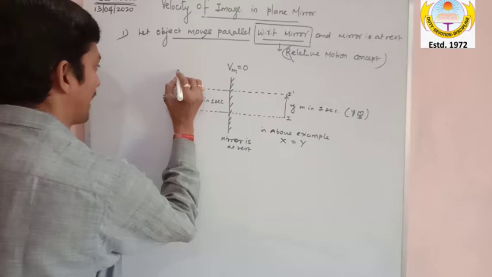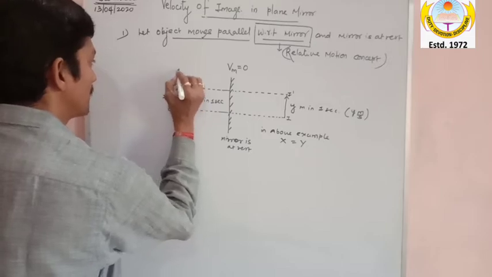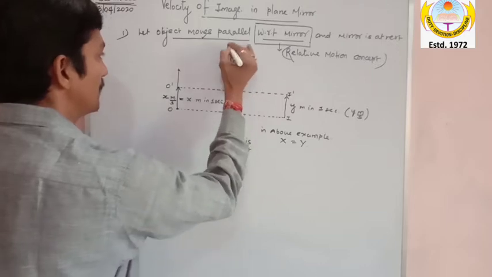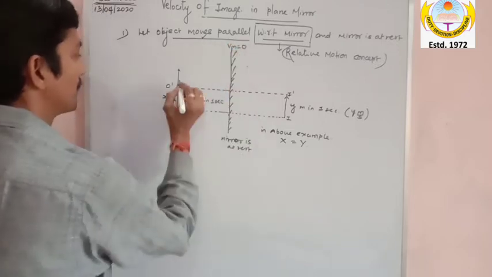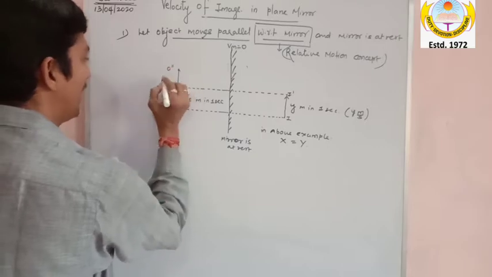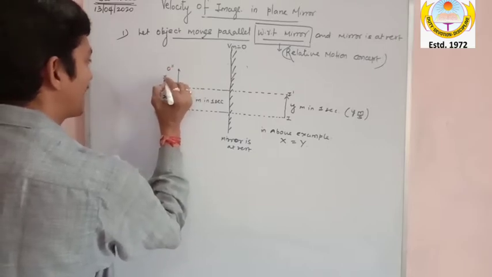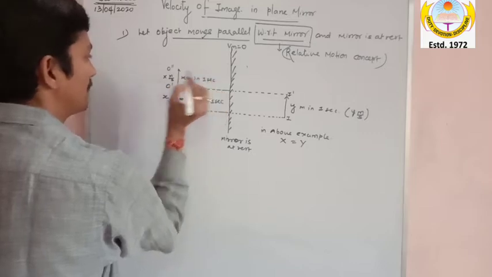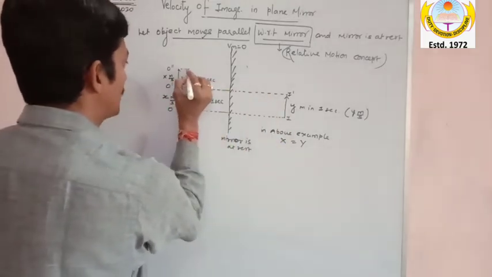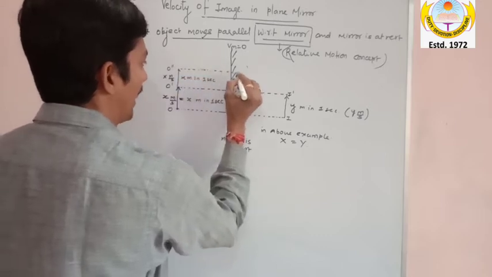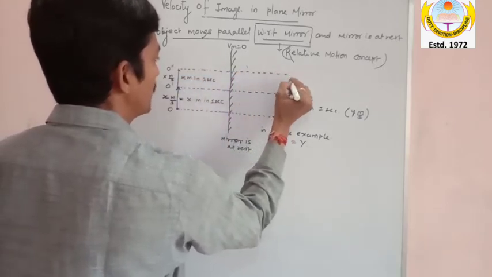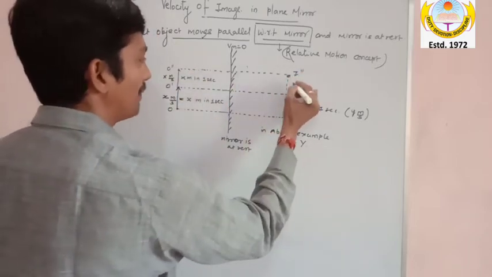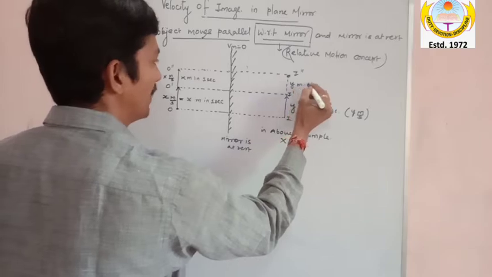Similarly, say the object again moves upward to O double dash, and it again covered x meter, that is x meter in 1 second. Of course, the image will also be obtained at the same distance as the object from the mirror. Say here, I double dash. Here I will get y meter in 1 second.